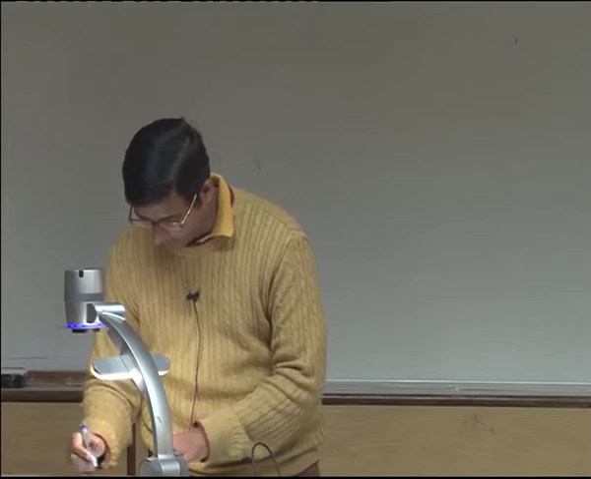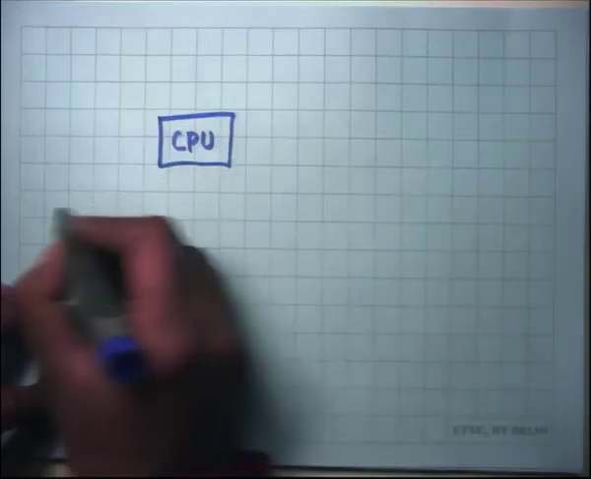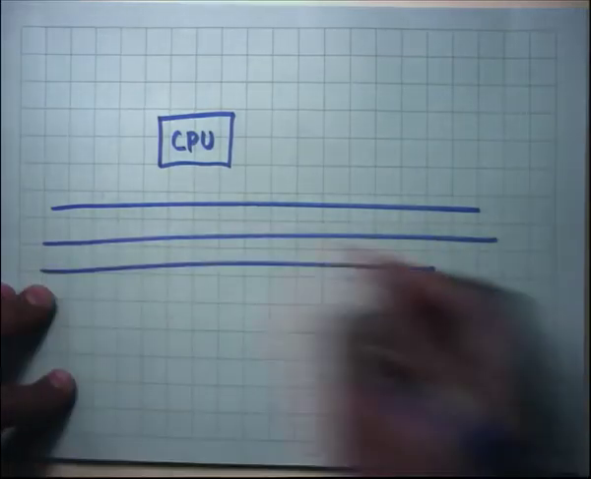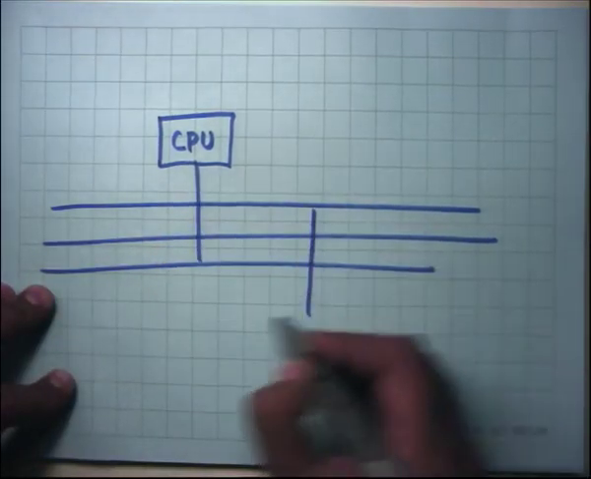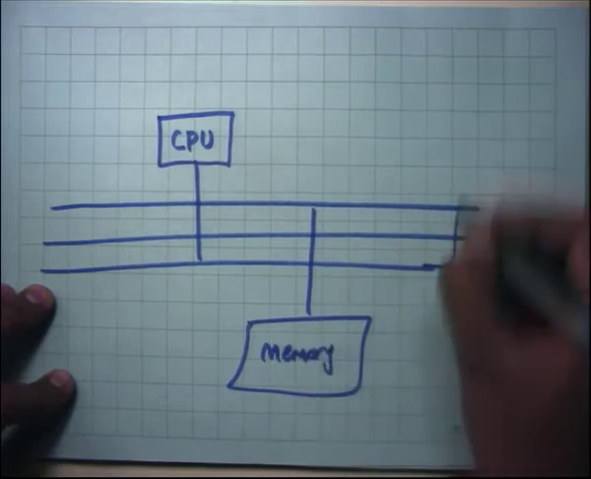So once again, let me just say what this means. Let's just draw the hardware diagram. So let's say this is the CPU, and this is memory, and these are devices.